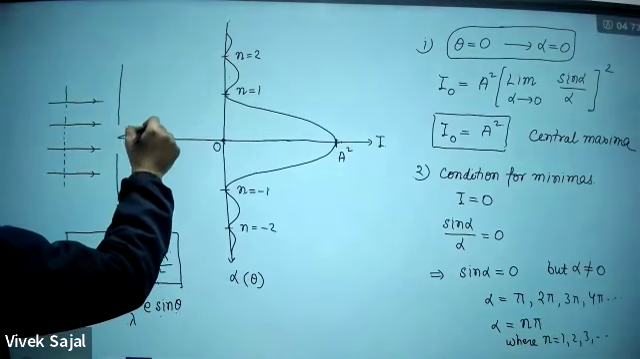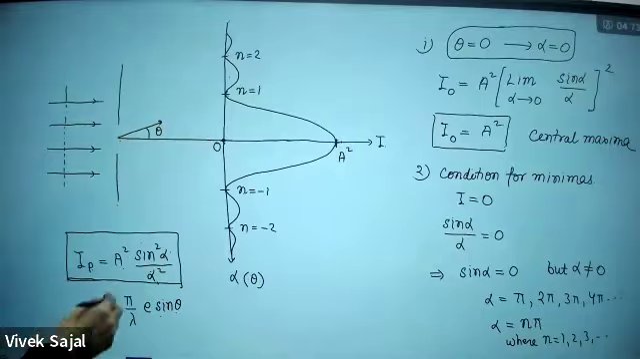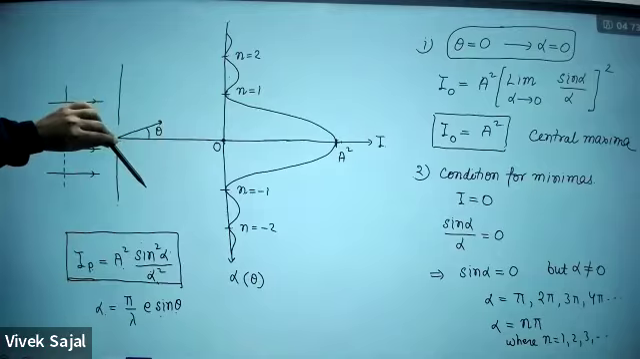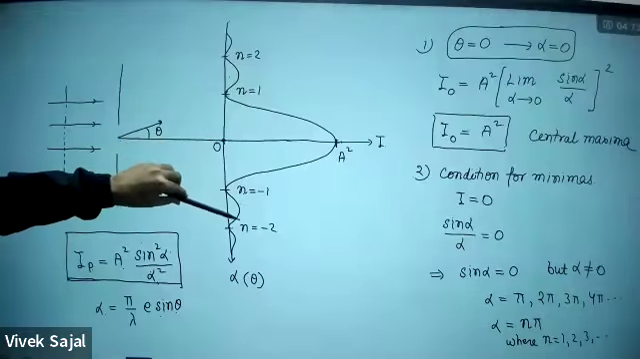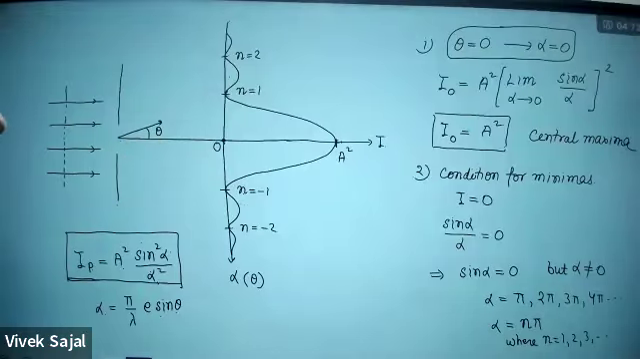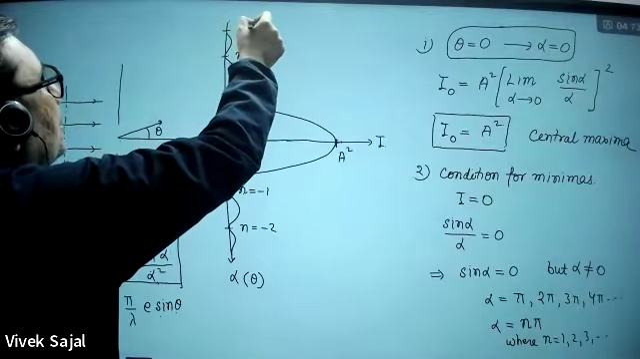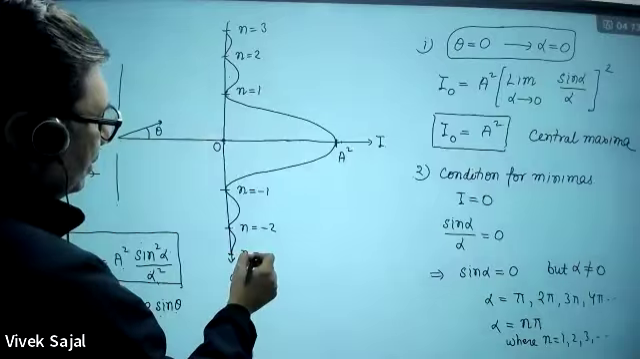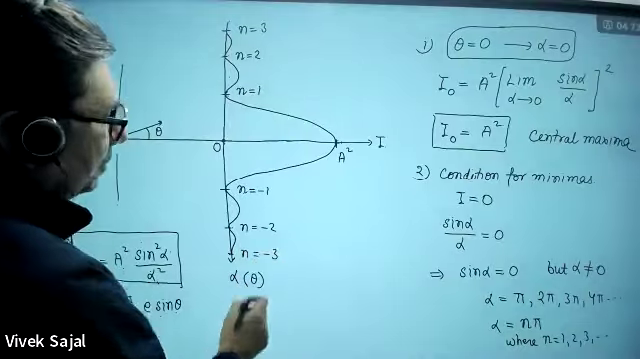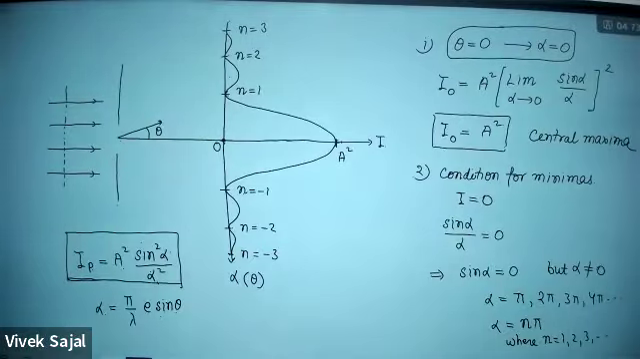Try to understand, in anti-clockwise direction I am considering theta as positive. In clockwise direction, I am considering theta as negative. That's why I am writing n equal to minus 1, minus 2 like this. Otherwise, there is no difference between these two. This will be n equal to 3. This will be n equal to minus 3. So they are minimas, single slit diffraction minimas.